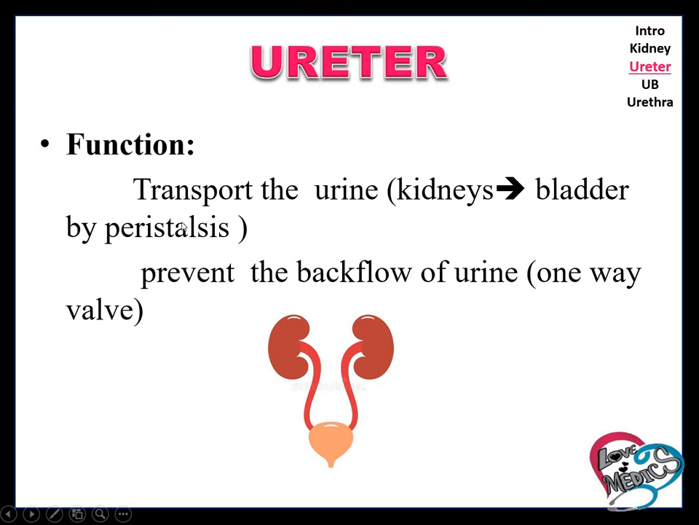The function of the ureter is to transport the urine from the kidney to the urinary bladder by peristalsis, like the esophagus, and it prevents the backflow of urine from bladder to kidney. It is a one-way valve: if any abnormalities are present, urine backflow occurs and it damages the kidney.